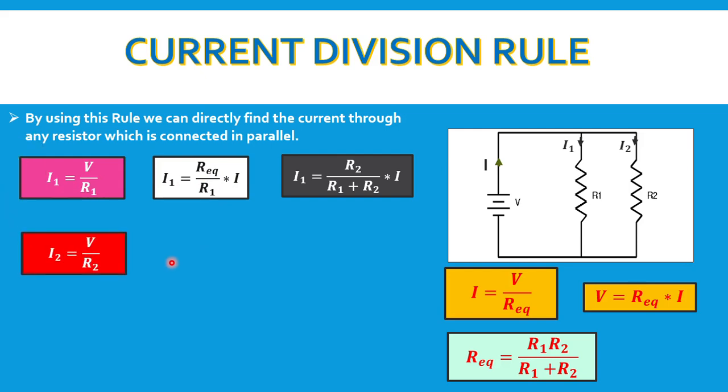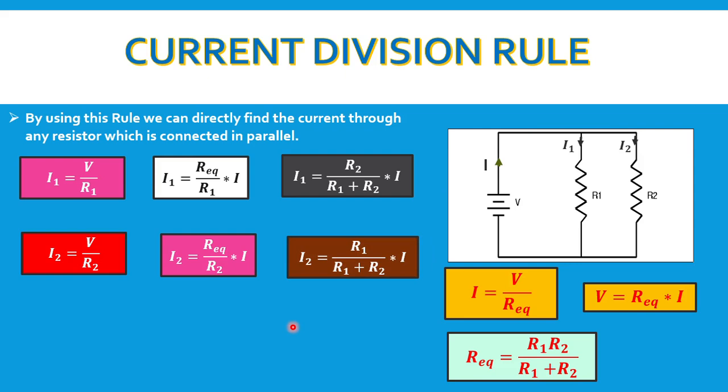Similarly, we can write I2 equal to V upon R2. By Ohm's law, the voltage across resistor 2 is V, so I2 is V upon R2. By replacing V by R equivalent into I, we can write I2 is equal to R equivalent upon R2 into I. By replacing this R equivalent by R1 into R2 upon R1 plus R2, we get I2 equal to R1 upon R1 plus R2 into I.